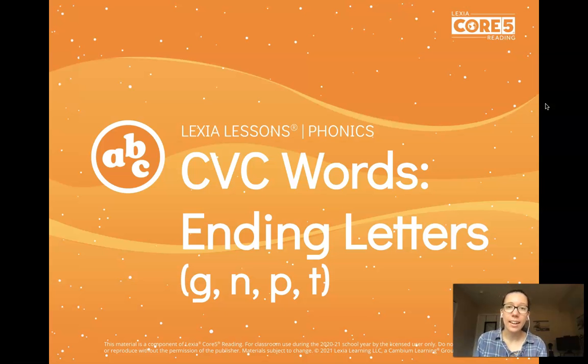Our next letter is N. What sound does N make? Go ahead, N says N. The next letter we're going to be looking at is P. What sound does P make? Awesome, P says P. And then the last letter we're going to be using is T. What sound does T make? Awesome, T says T. So every word we're going to be using today is going to have one of these four ending sounds. G, N, P, or T.